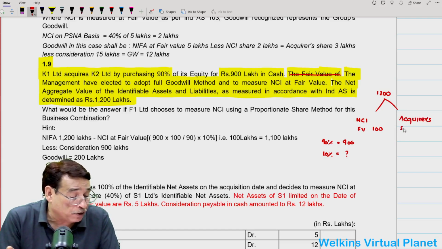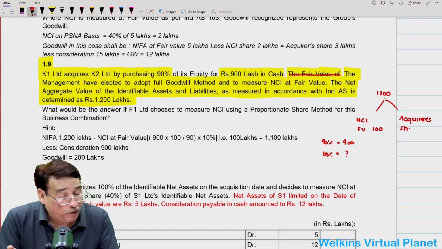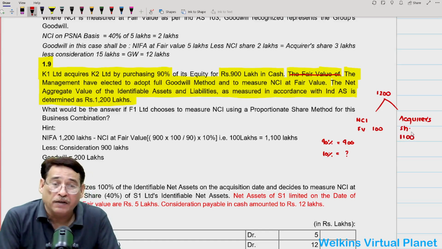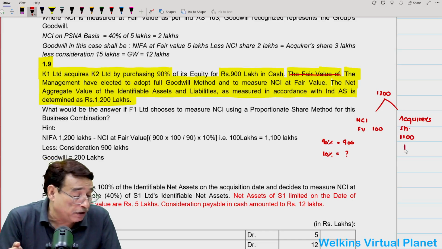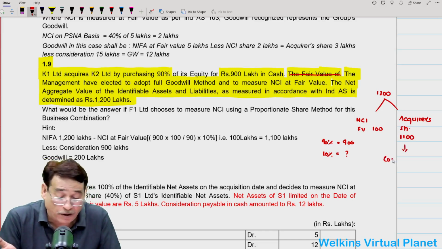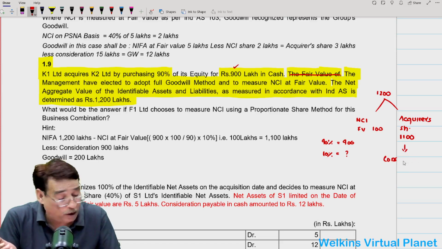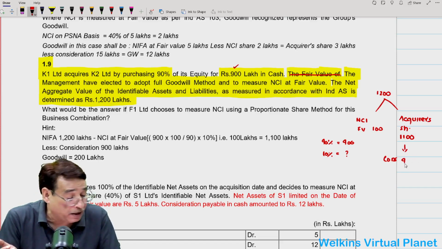Now, acquired share will be equal to 1,200 minus 100, that is equal to 1,100. Now we are going to compare it with the amount of consideration. What is the amount of consideration? It is clearly given, 900 lakhs. Correct?